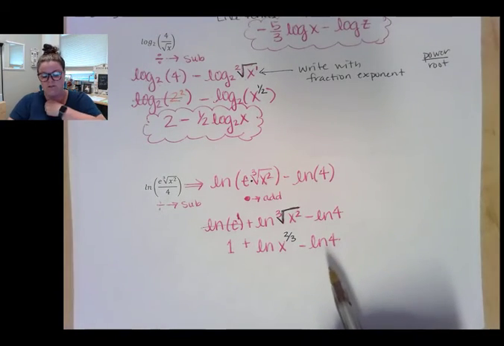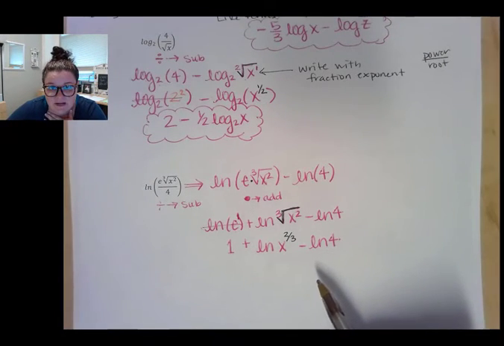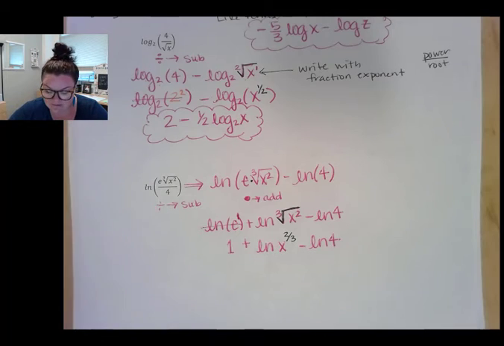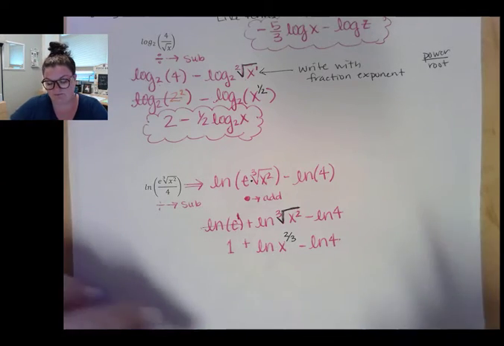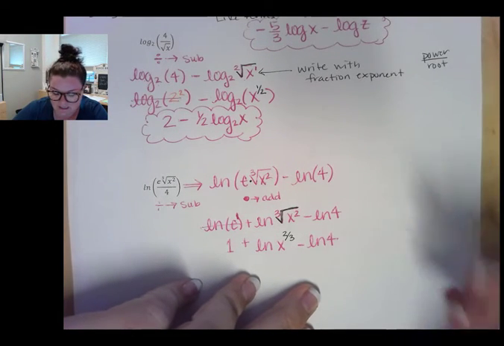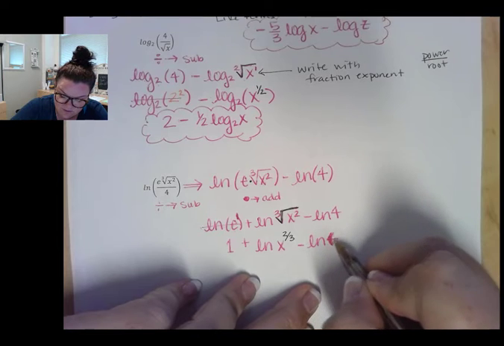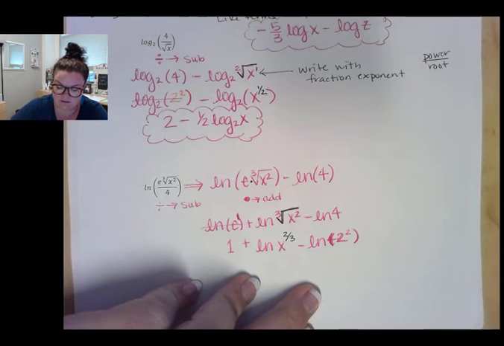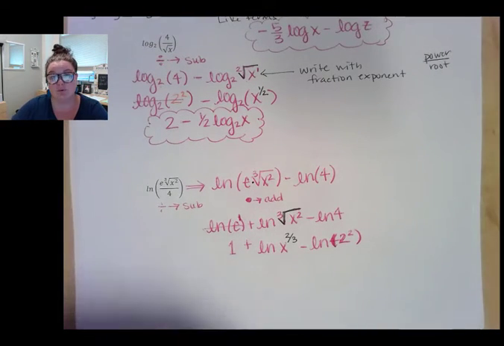And excuse me, ln 4 I can't simplify, right? Because ln is base e, 4 is not some power of e. So the only thing I have left here that I can do is, well, I guess I could simplify the 4 a little bit, right? Technically, because 4 is 2 squared. That doesn't help me cancel out the ln, but it is a way to simplify. So let's rewrite this as 2 squared, right?